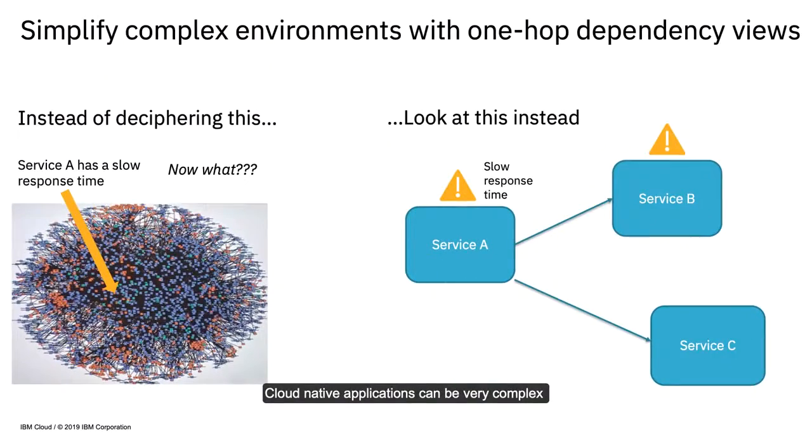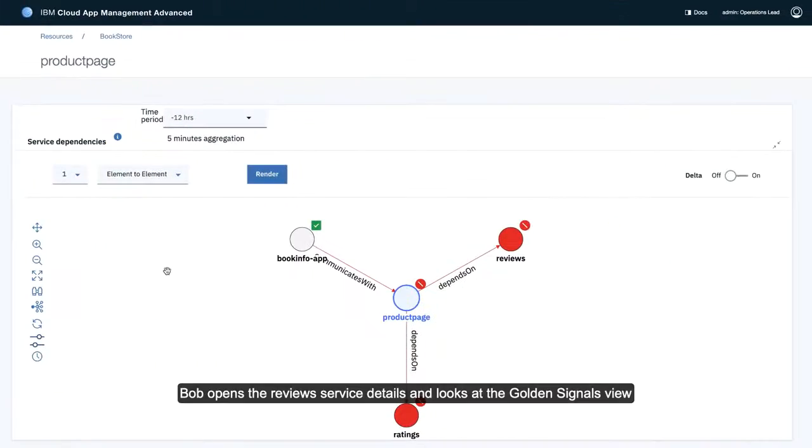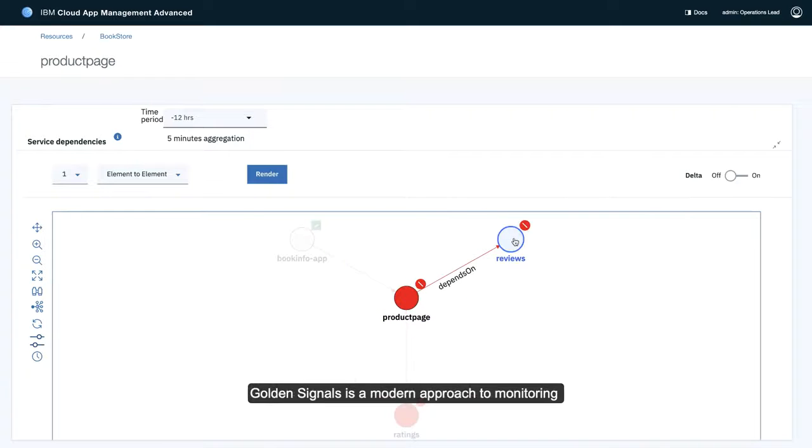Cloud-native applications can be very complex, and a topology showing all the dependencies is completely unreadable. That's why in IBM Cloud App Management, the service dependency topology shows only directly related services, which makes service-to-service navigation easy. Bob opens the review service details and looks at the golden signal view.